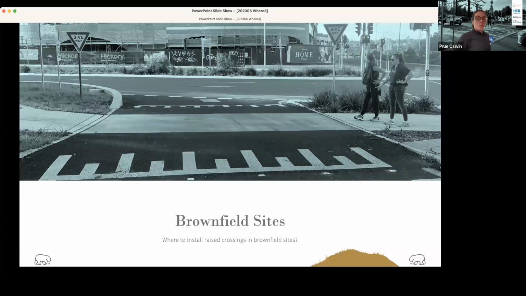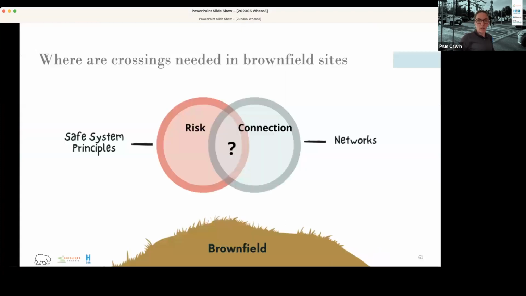Okay, so now we are getting to brownfield sites. So where are crossings needed? We again need to be looking at where there's risk, where connection is needed. But we have a very different challenge with our brownfield sites. We aren't in the theoretical world anymore. This is the actual world. We've got people who live there. Things have already been built and it's expensive to retrofit.